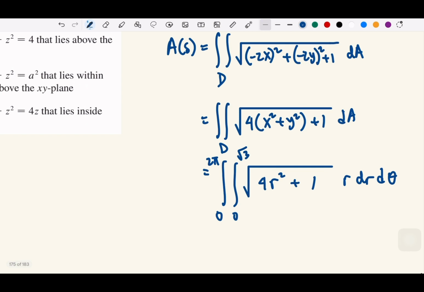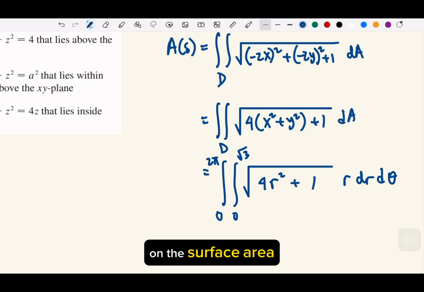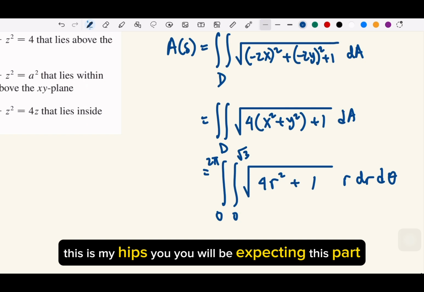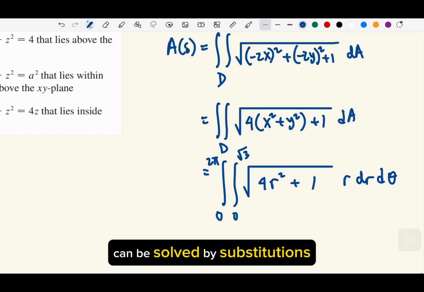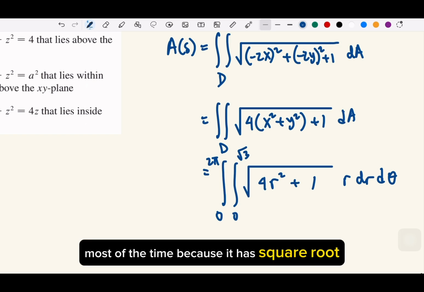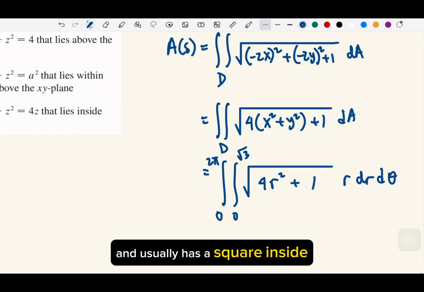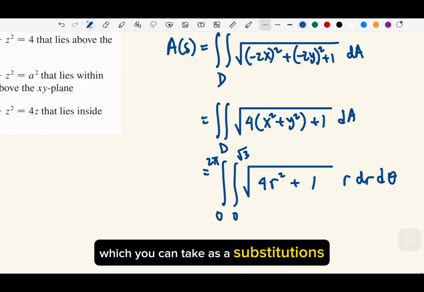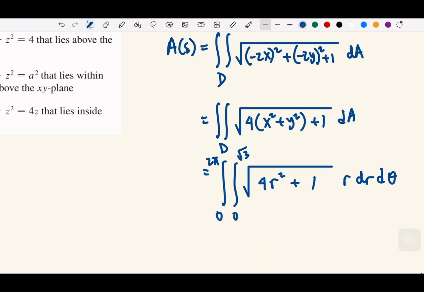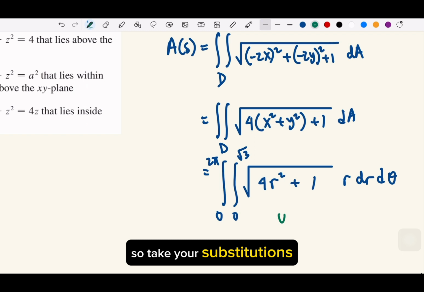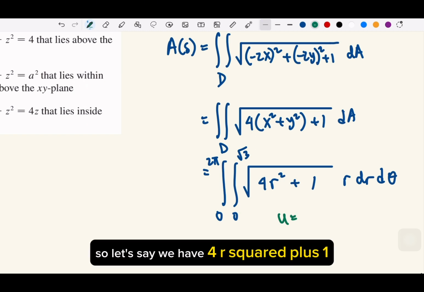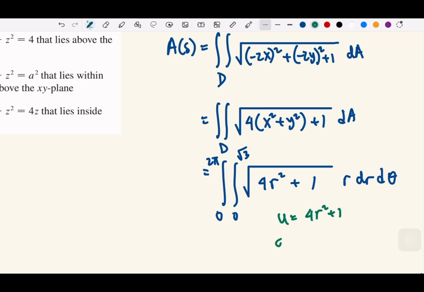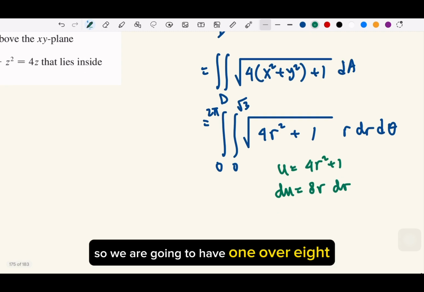And how to solve this? Basically, most of the time on the surface area, this is my tip, you will be expecting this to be solved by substitution. Because it has a square root, and usually it has a square inside. And especially when you convert to polar, you will see the r. You can see that this is 4r squared, which you can take as a substitution. So take u substitution: let u equal 4r squared plus 1. So du will be 8r dr. So we are going to have 1 over 8.